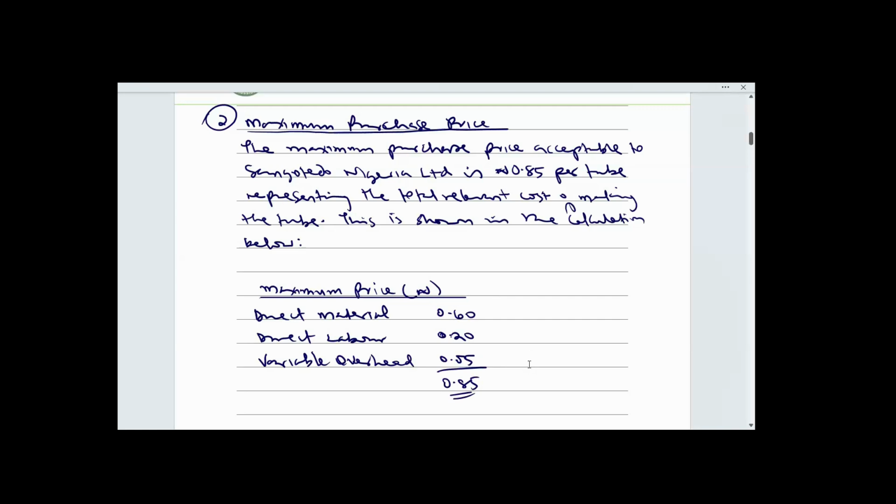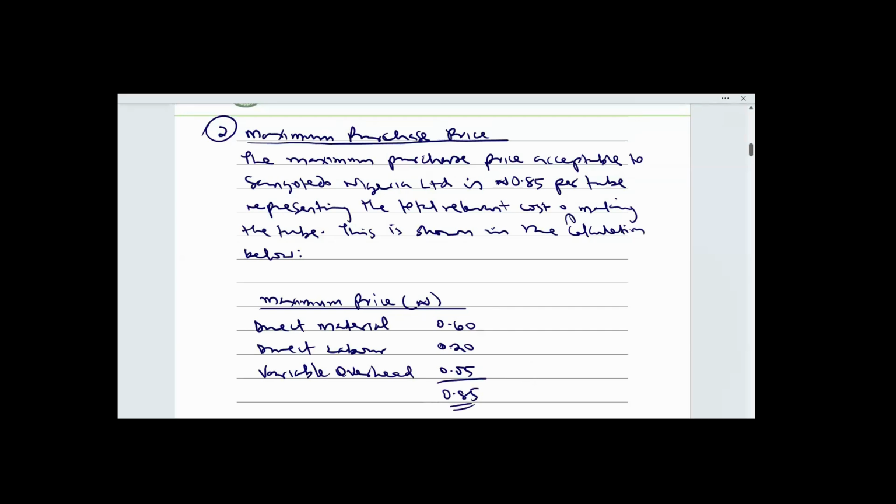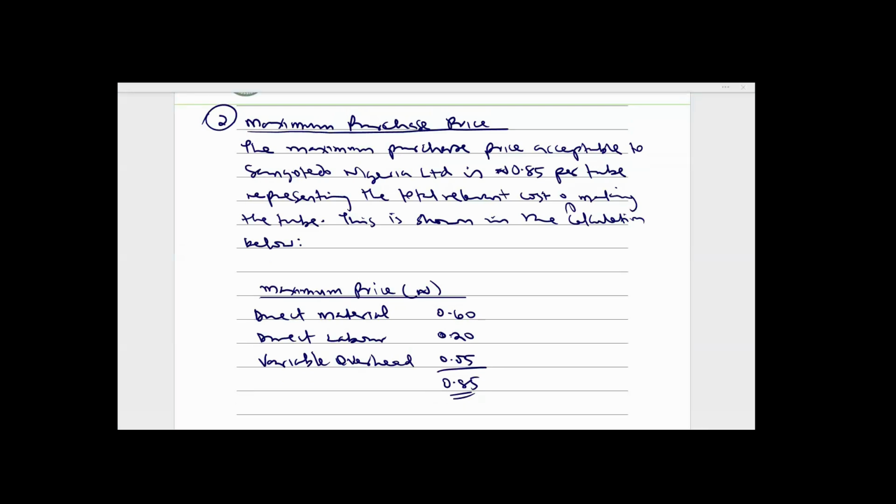So number three, instead of sales of 100,000 boxes, revised estimates show sales volume of 125,000 boxes. At any volume above 100,000 boxes, additional equipment at an annual rental of 10,000 naira must be acquired. Under these circumstances, should Shangotedo Nigeria Limited make or buy the tubes? Show calculation to support your answer.